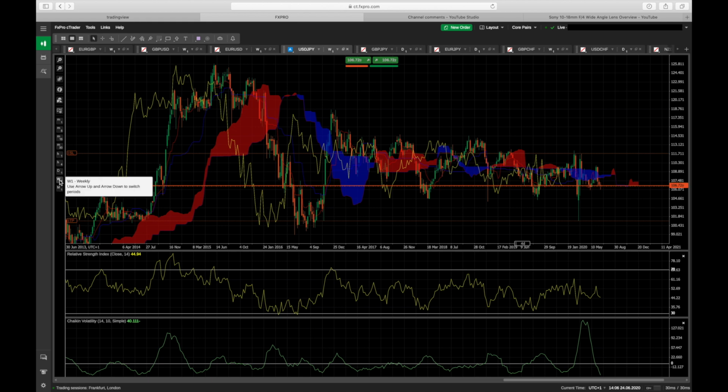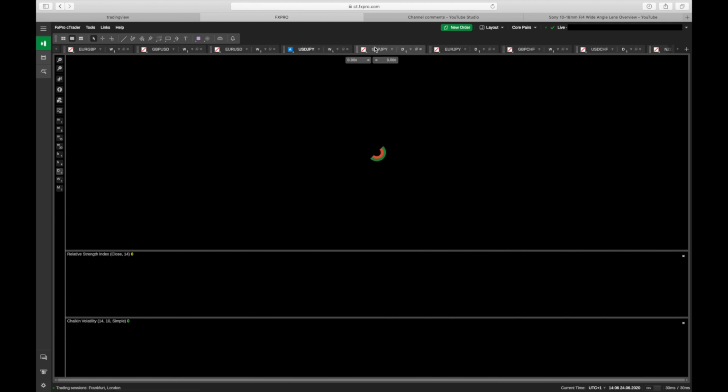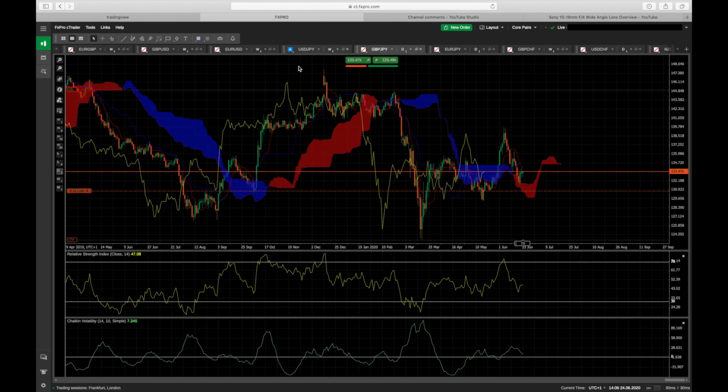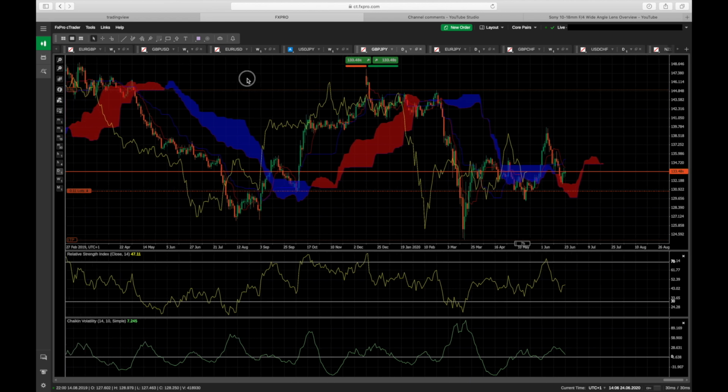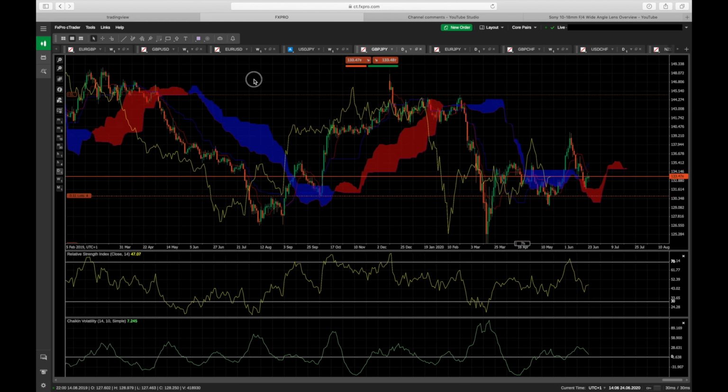So we're just going to leave it on the weekly and move on to the next pair in our analysis, which is the GBP Yen. Now, the GBP Yen is another pair that I'm looking at the moment. It is quite an interesting pair because, as I've said, of where we are going with geopolitics, with the UK and the EU, and the yen being a safe haven currency.